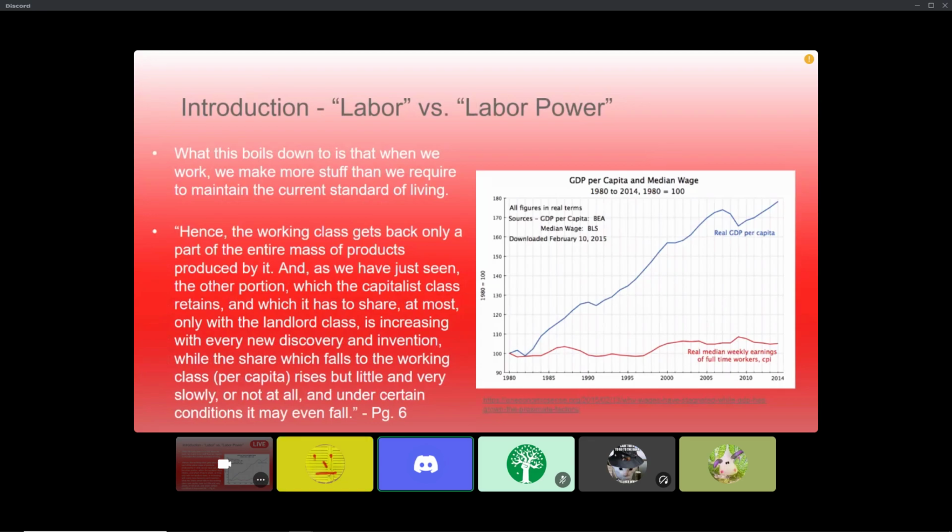So unless we have any more questions, I'm going to move on to the next slide so we can get into the meat of the book. I'm ready. All right.